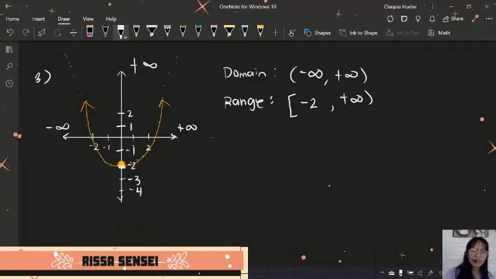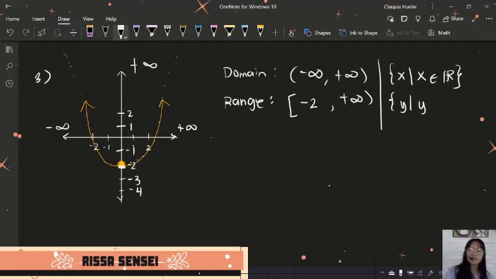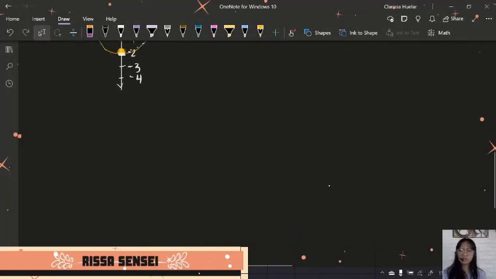And how do we write this in set builder form? So, ganun pa rin, the set of all values of x such that x is any element of real number. Kapag range naman, it is the set of all values of y such that y is. So, titingnan natin, greater than ba siya o less than? So, it should be greater than negative 2 kasi lahat ng values na included doon sa ating graph ay mas mataas sa negative 2. So, it should be greater than or equal to negative 2. So, ganun lang.